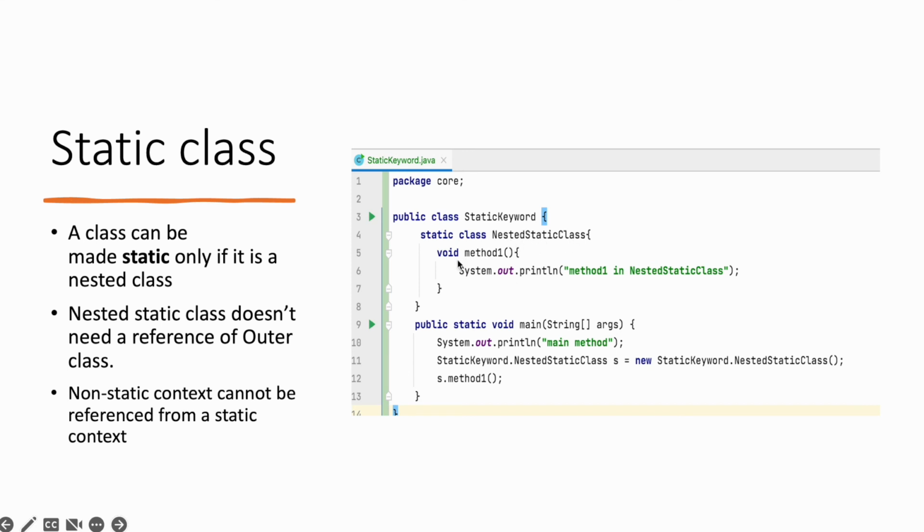To access the non-static nested class methods, we have to create an object. But in this case, we need not create an object for the outer class. So we write StaticKeyword.NestedStaticClass s = new StaticKeyword.NestedStaticClass(), and you access that method by using this variable. If this void m1 is also static, then we can call that method directly, StaticKeyword.NestedStaticClass.method1, like that.